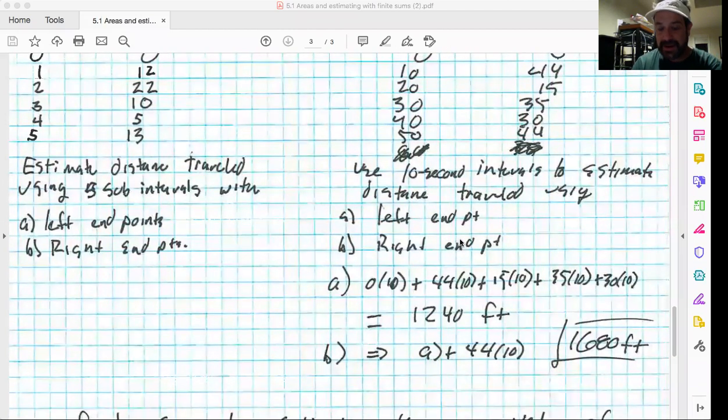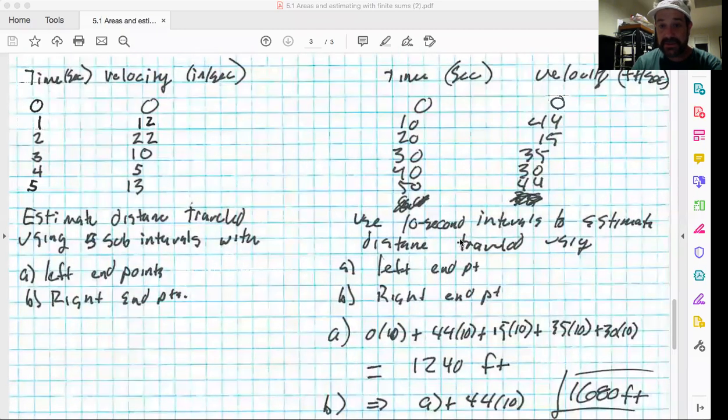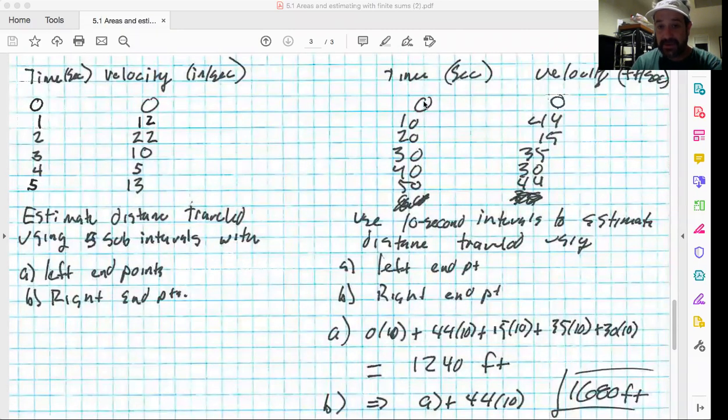If we want to do the right endpoint, it's almost no different. This rectangle's width, and this rectangle's width, and this rectangle's width, and this rectangle's width all stay the same. Those are all 10, 10, 10, 10. And rather than using the left endpoint, we're going to use the right endpoint. So the width here is 10. Rather than starting at 0, we start at 44. Next one will be 15, next one will be 35, the next one will be 30. But this final rectangle, because we're using a right endpoint, will be 44.